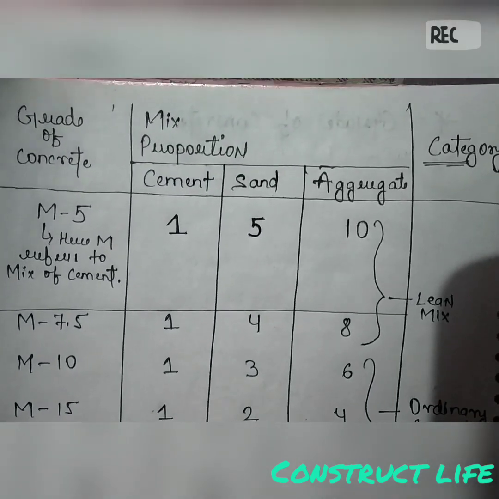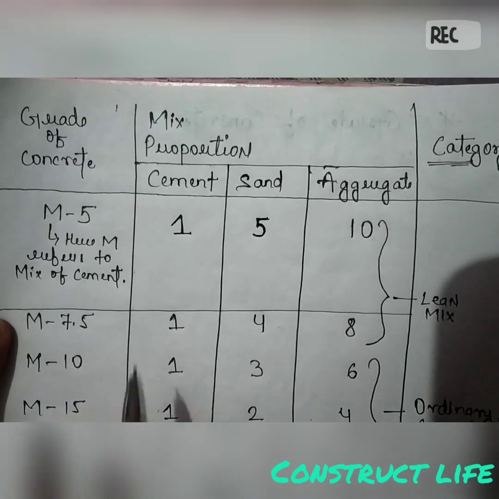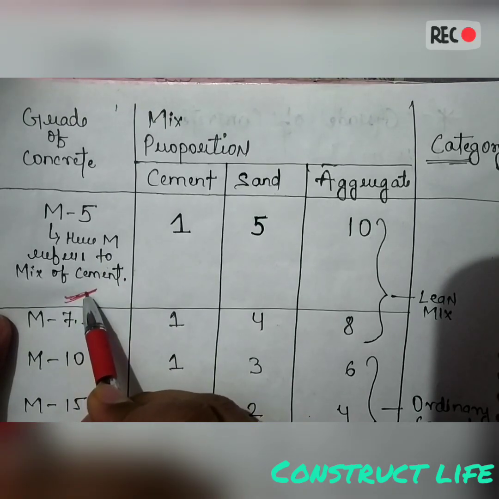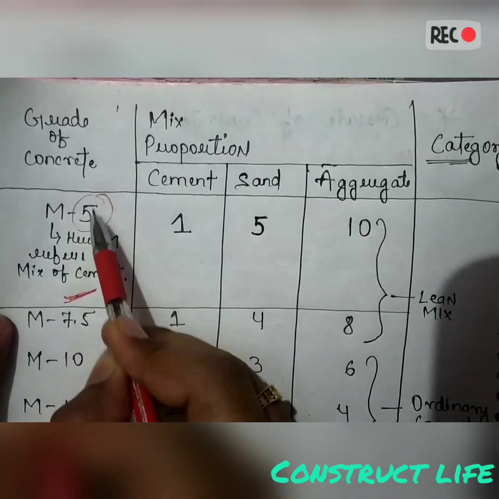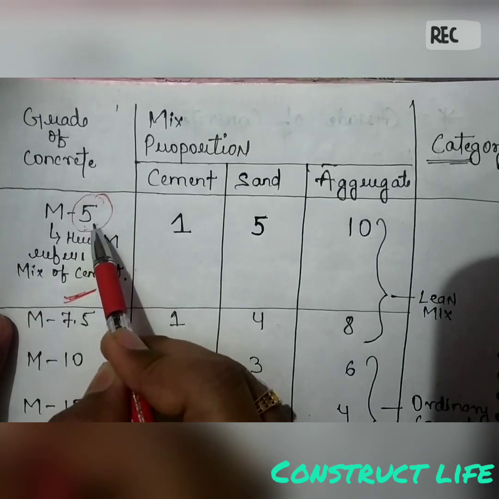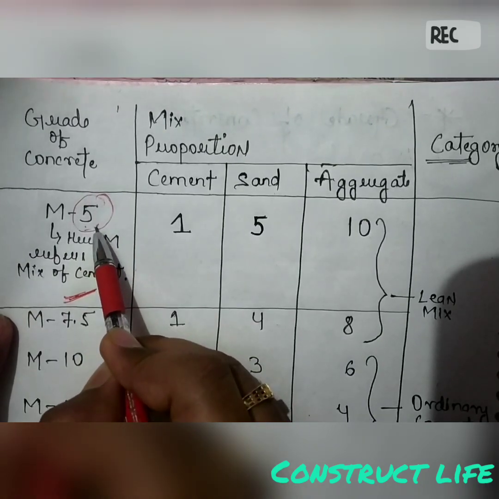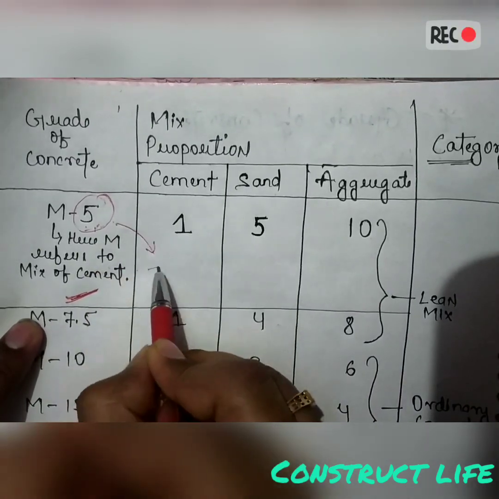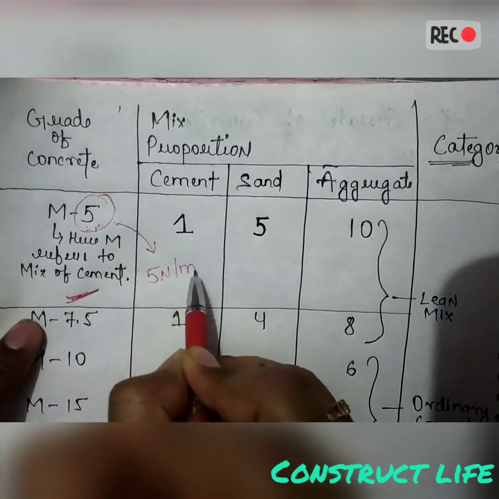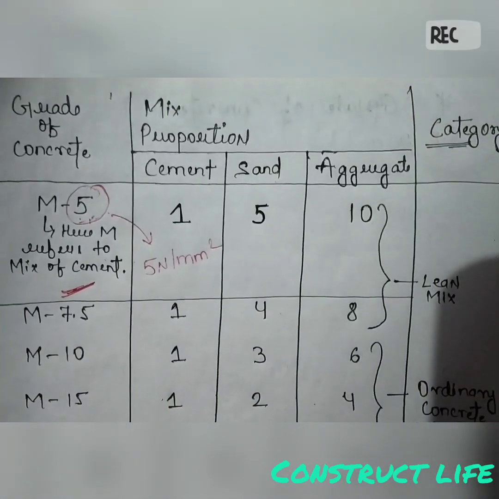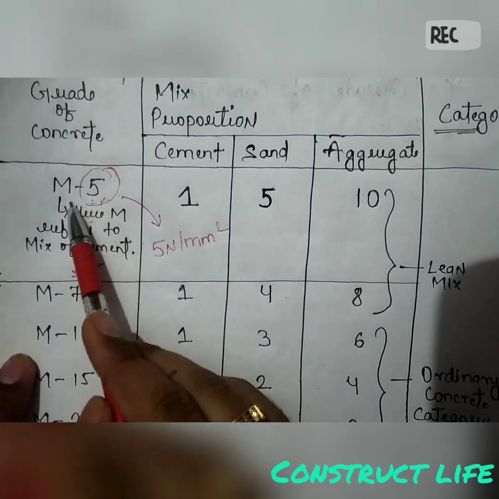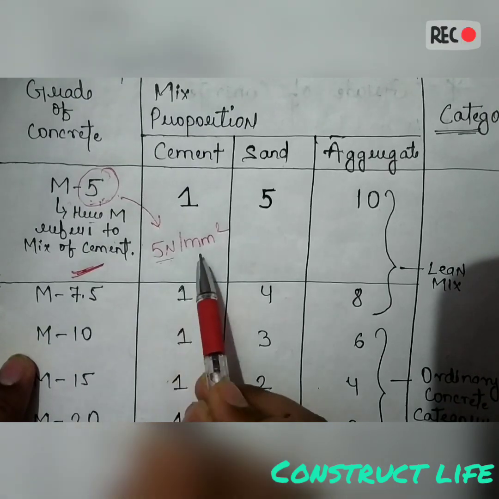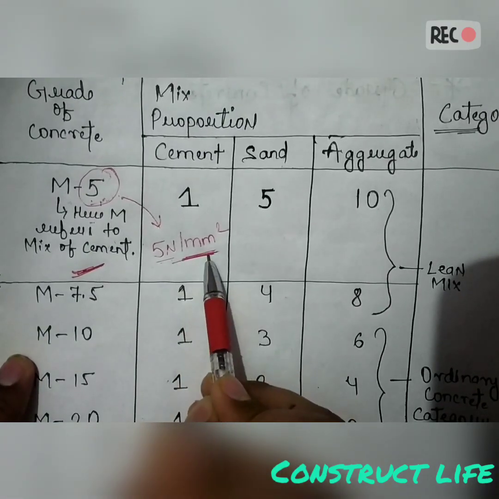Now let's move forward to the different mix proportions, grades of concrete, their mix proportions and categories. So first there is M5. In M5 grade, M refers to mix of cement and 5 refers to compressive strength. Here 5 is the compressive strength of concrete, which can be written as 5 Newton per mm square. It describes that this M5 grade of concrete can bear a maximum load of 5 Newton per mm square of area.